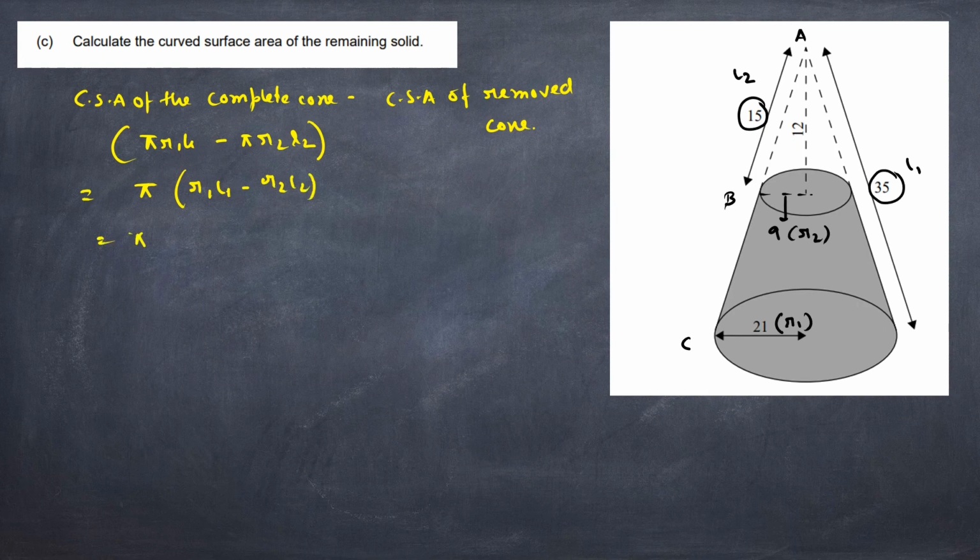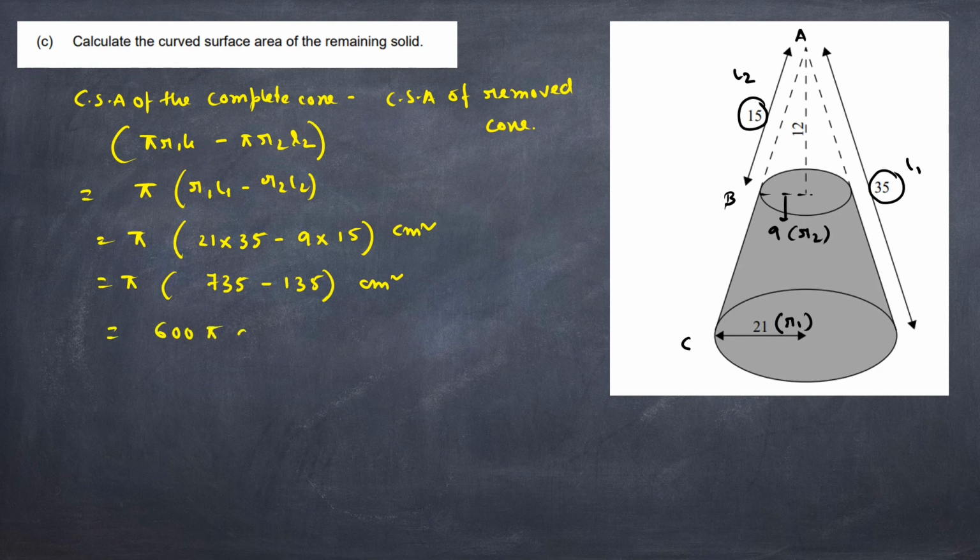So from here we are getting pi times R1, which is 21, into L1, which is 35, minus R2, which is 9, into L2, which is 15. So here it is pi centimeter square because we have put the values. Now 21 into 35 is 735, minus 135. It is again in centimeter square. So the answer is 600 pi centimeter square.